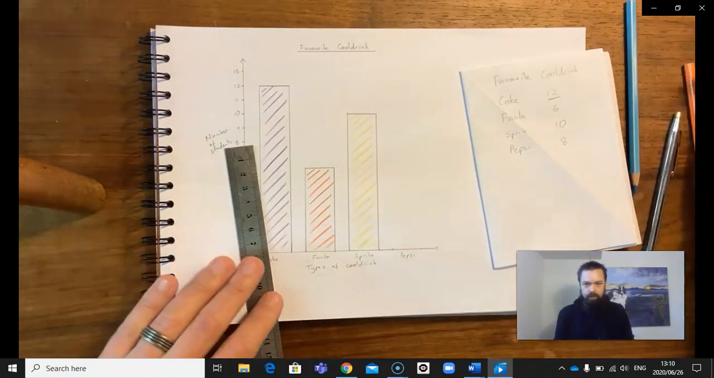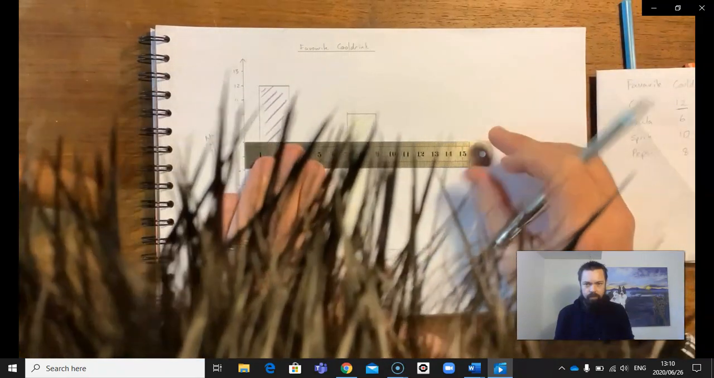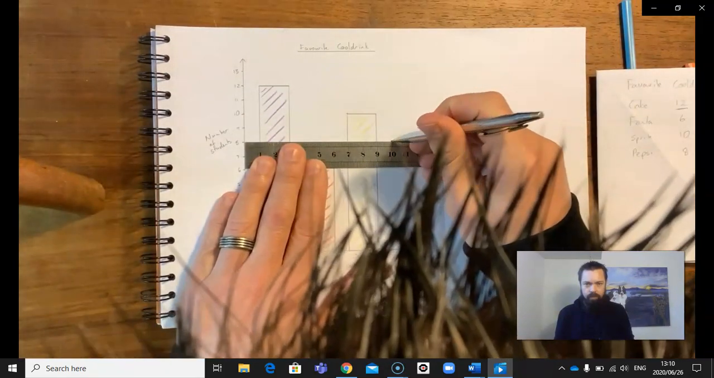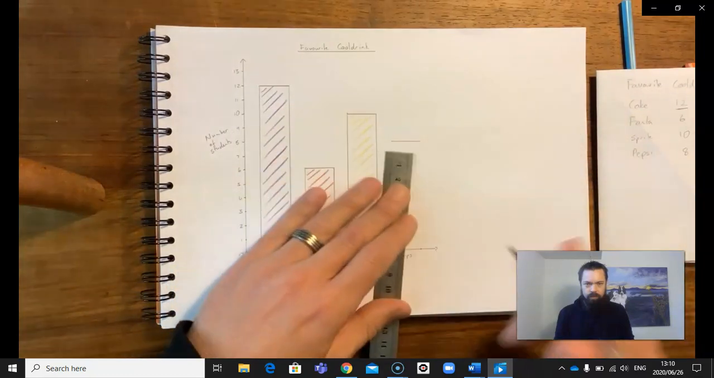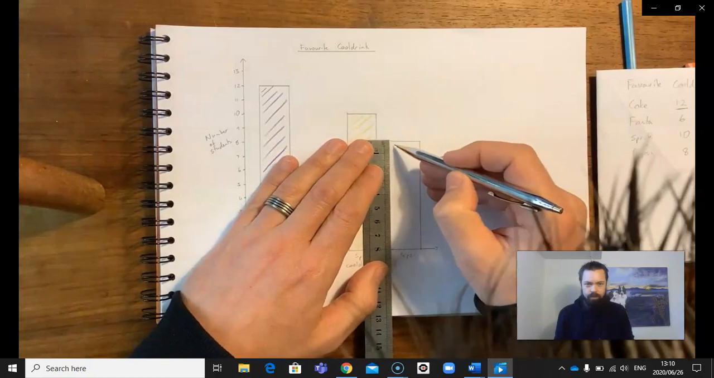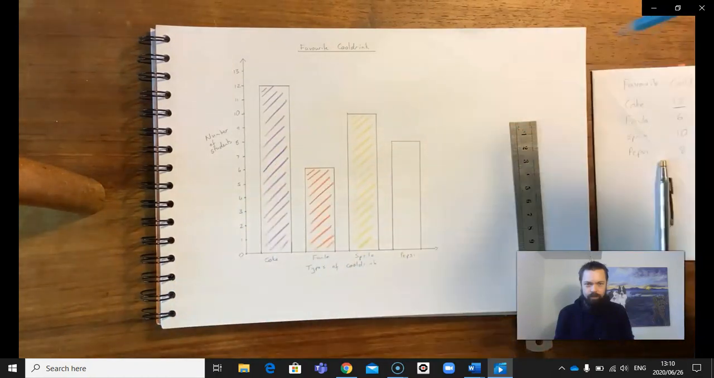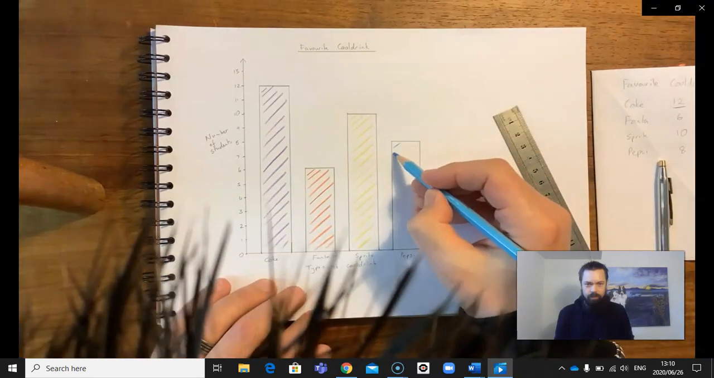And the final one was Pepsi, which was 8. So again, lining up over there, 1 centimeter gap, 2 centimeters wide, and down we go like that. And I said that Pepsi was light blue.